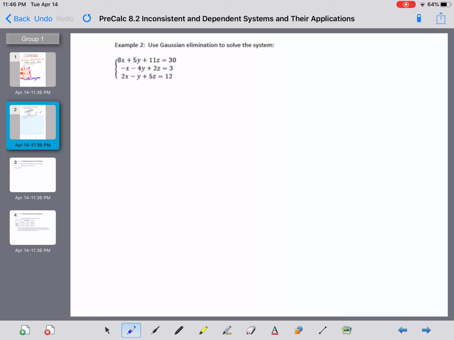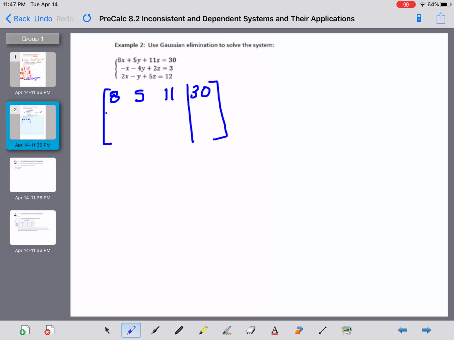All right, so once again, we're going to use Gaussian elimination. We're going to start with our augmented matrix. Make sure your x's are lined up, your y's, your z's, equal signs, and your constants, and let's make our matrix. Across the first row, my coefficient of x is 8, y is 5, z is 11, then a vertical line to separate my coefficients from my constants, which is 30.